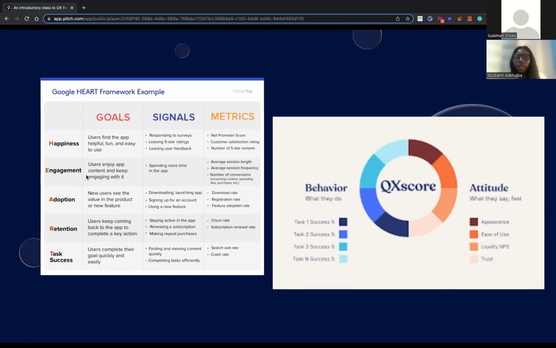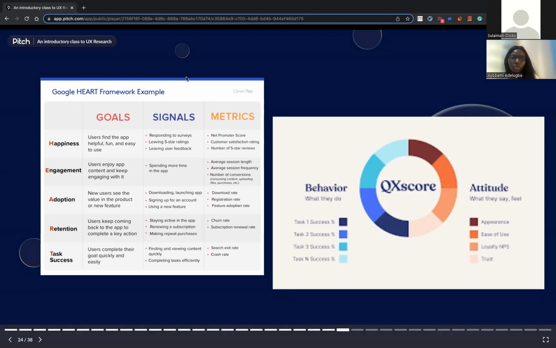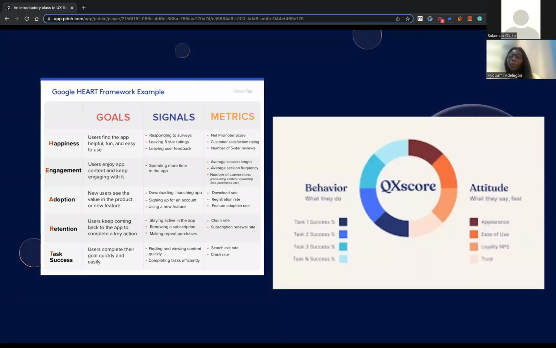Adoption would be download rate. Adoption means that people are using it. Companies want people to adopt their product, and the way they measure adoption is by download rate, registration rate, and even feature adoption rate. Retention rate is subscription renewal, churn rates, task success, exit rates, crash rate. We have tools that help you with all of this data, trust me. So you don't need to stress yourself about gathering all of these things.